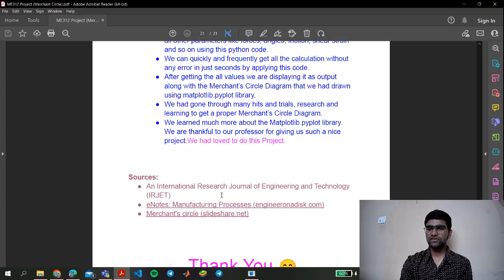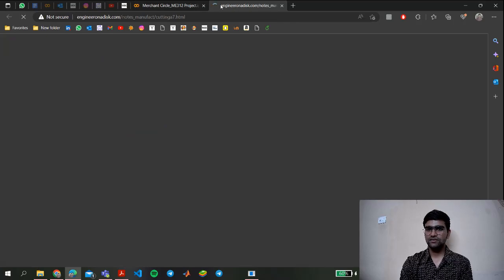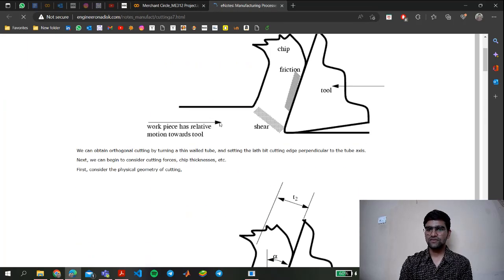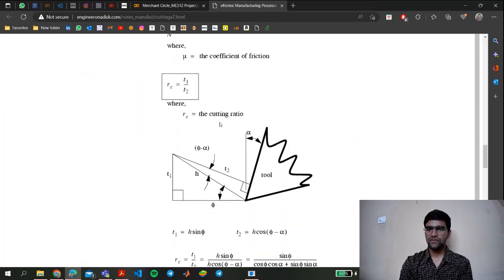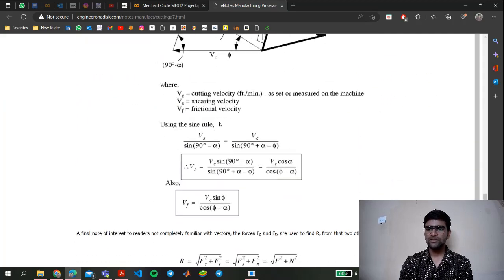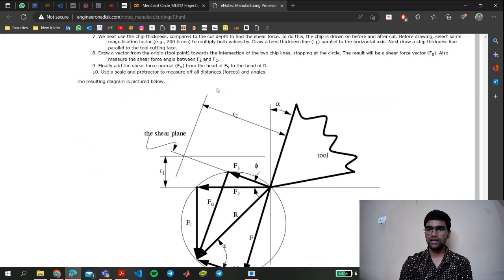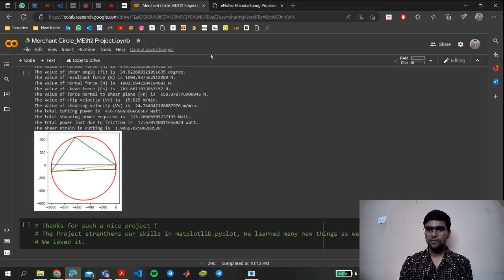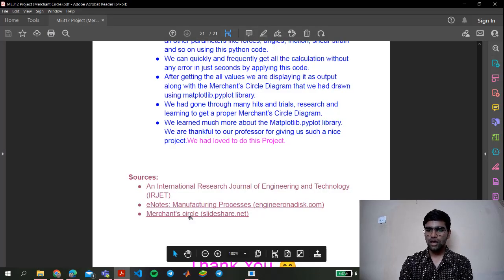Some of the sources that we have used here are manufacturing process and these slides. Let's open it. This one we have used, these formulas we can get, also this one. That's all.